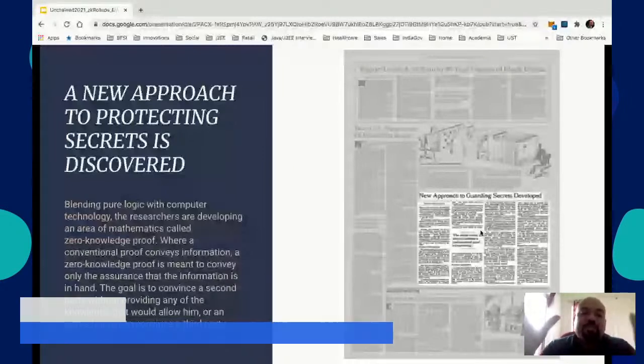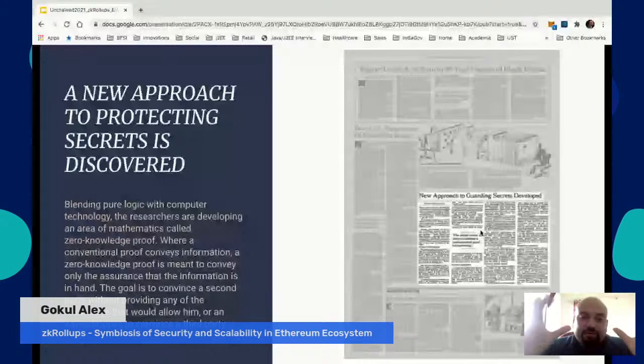Researchers are developing an area of mathematics known as zero knowledge proof, where a conventional proof conveys information. A zero knowledge proof is meant to convey only the assurance that the information is in hand. So zero knowledge proof presents new metadata about information, an assurance about knowledge. The assurance is metadata about the information. The goal of zero knowledge proof is to convince a second party called verifier of the knowledge.